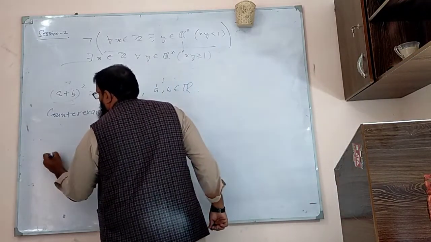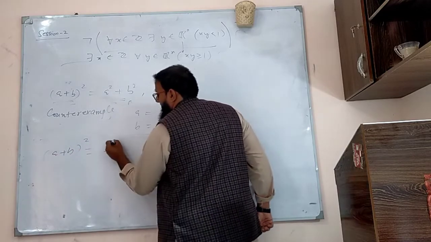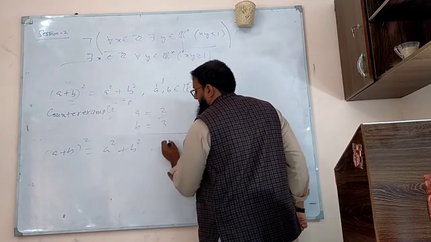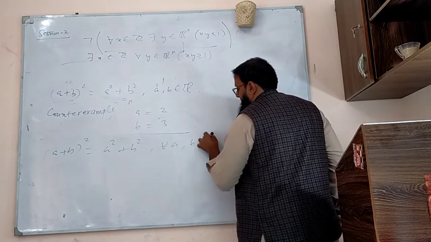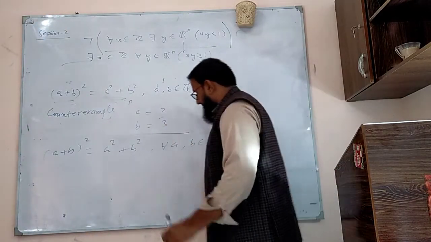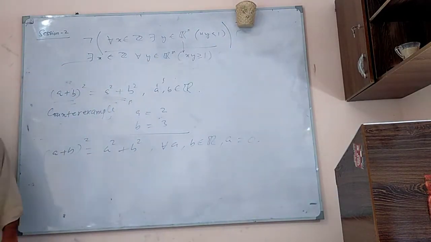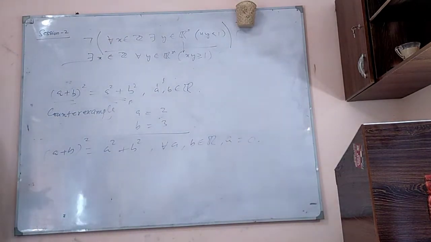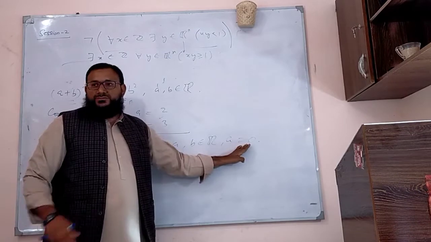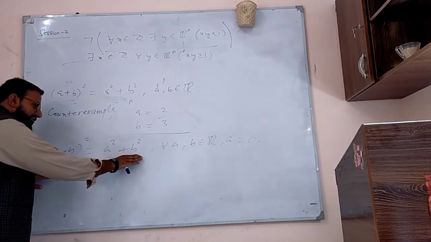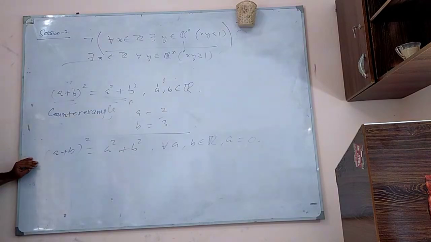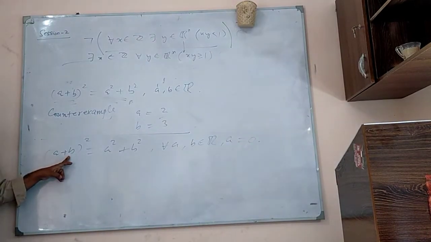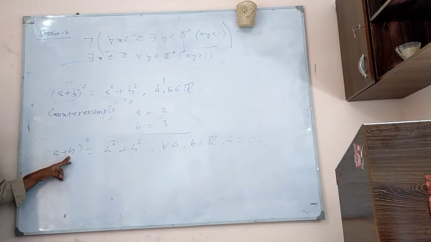But if I say this thing, A and B are reals, but I specify that A is 0, then you can believe that this is true. You just put A equal to 0, then 0 plus B would be B, because 0 is the additive identity. Sometimes when you go for interviews, these questions are asked.